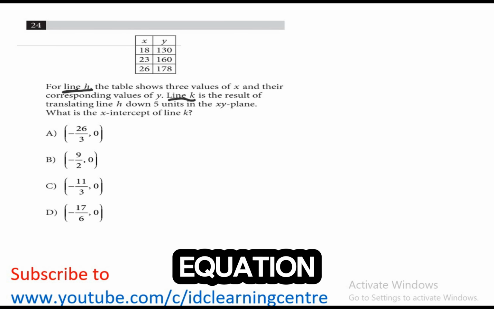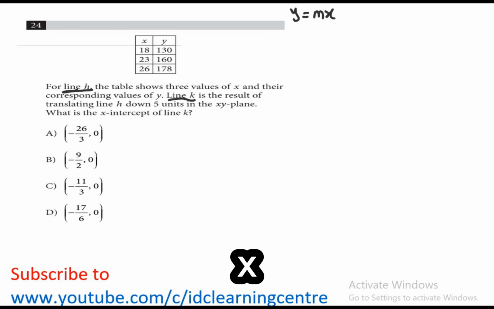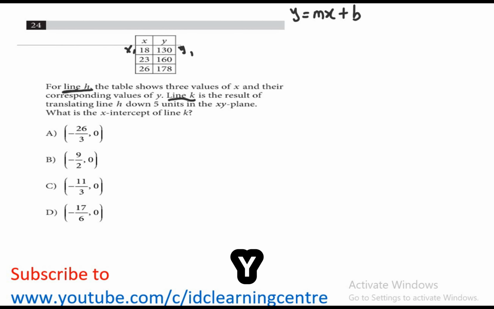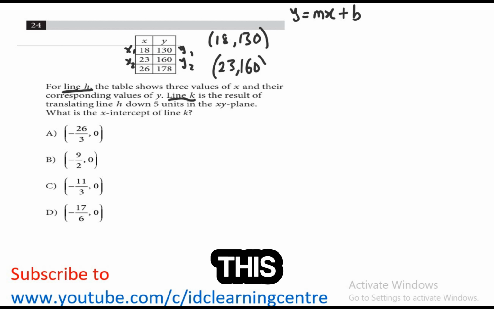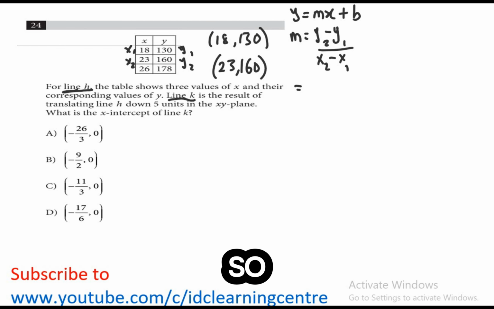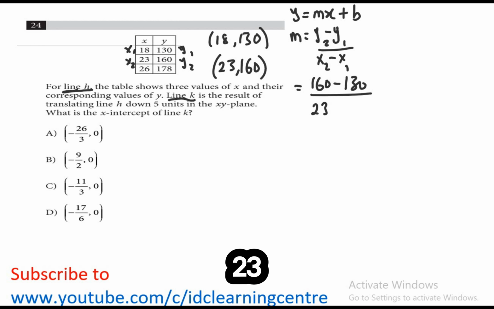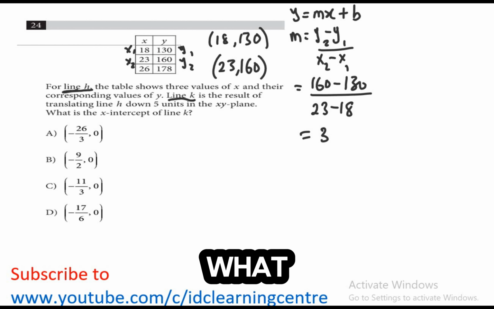The equation of a line is y equals mx plus b. So I can get the slope, which is m. Pick any 2 points of x and y. So this is x1, y1. The second value I'll use as my x2, y2. So I'm picking 18, 130 as my x1, y1. Then the second point is 23, 160. So use this to get my slope. Slope is y2 minus y1, which is the change in y, over x2 minus x1. So we substitute the values: 160 minus 130 over 23 minus 18. So we have 30 over 5.